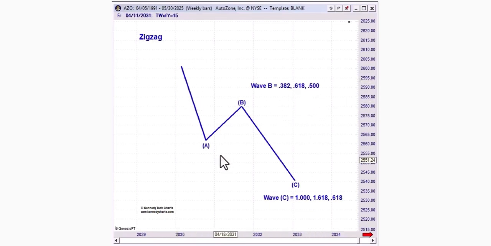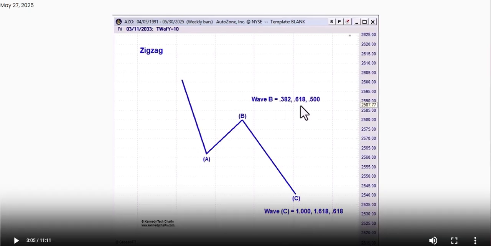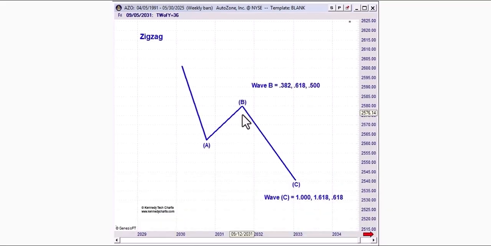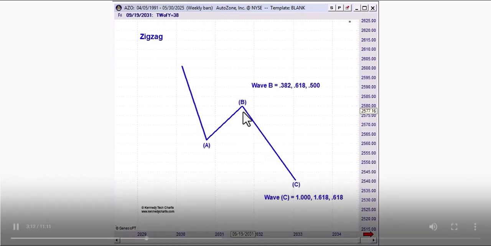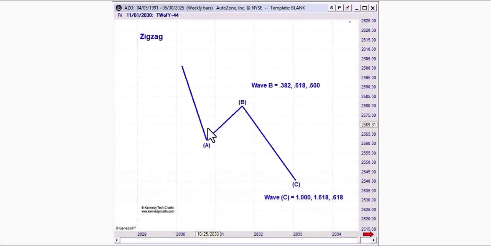So whenever you have 5 waves down and 3 waves up, and you think it is indeed a zigzag, then this is what you're going to be initially looking for: a 0.382 retracement, followed by a 0.618 retracement, followed by a 50% retracement. And then, of course, once wave B is complete, then we look for the wave C counter-trend move. We're going to be looking for that to evolve also as a counter-trend structure. We're going to be looking for this move here to be a zigzag or a flat or possibly even a triangle.